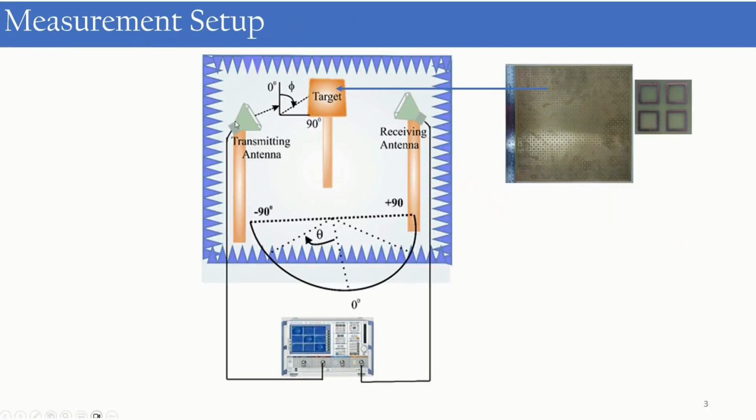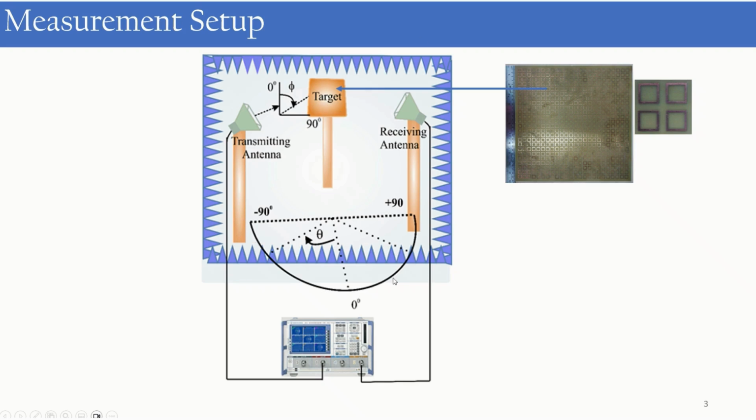This is the common setup for the measurement. It should have a transmitting antenna and a receiving antenna, and both have the capability to rotate from minus 90 degrees to plus 90 degrees. Both the antennas are connected to the vector network analyzer, and they should be able to rotate from theta 0 to 90 degrees. There is also a target holder where we are putting our periodic structures.